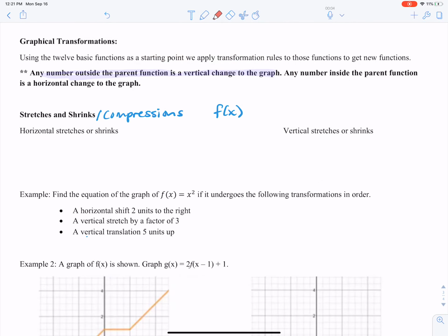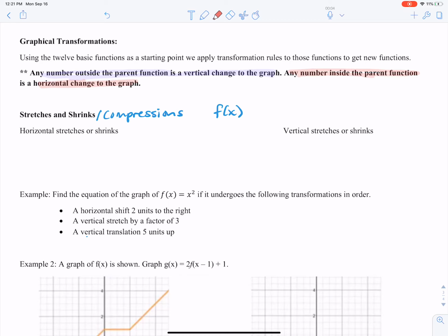Anything that is a number that is inside the parent function will be a horizontal change to the graph. And that's true when we are shifting up and down. It's true if we were shifting left, right. Okay? So that's going to be the same for the stretches and compressions.